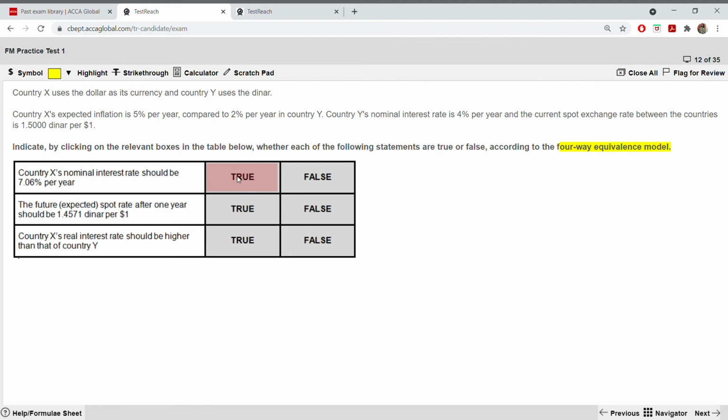Because they told X interest should be 7.06 according to this four-way equivalent model. Next, the future expected spot rate after 1 year should be 1.457 dinar per $1. How do you decide whether it's true or false?